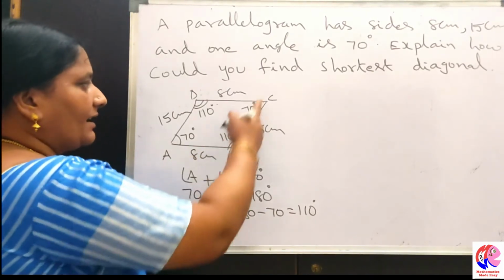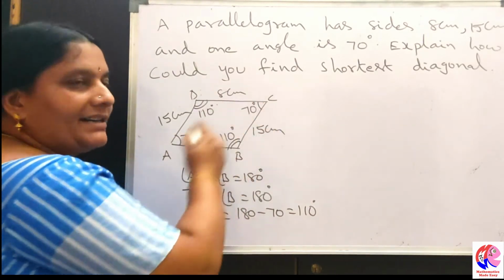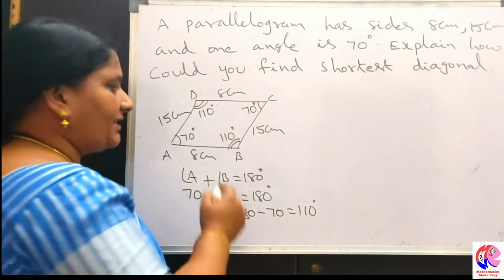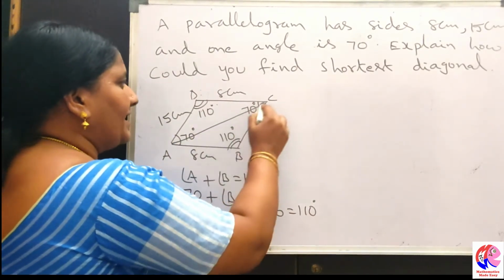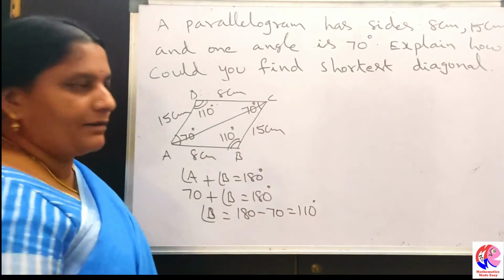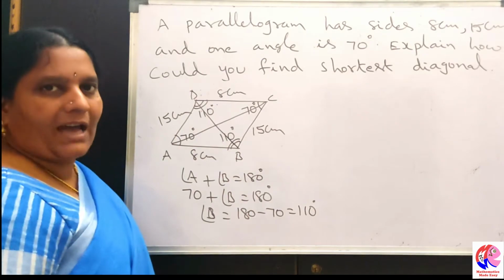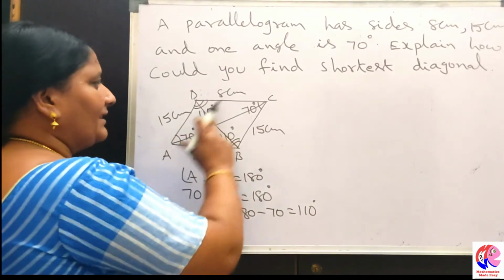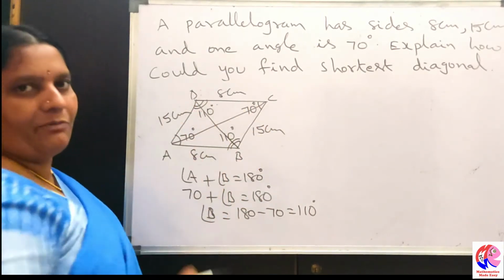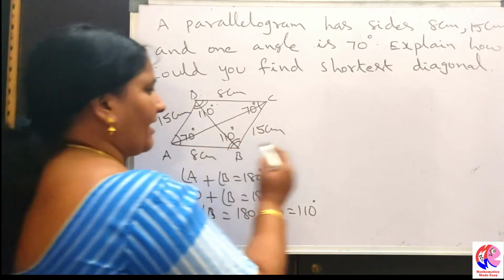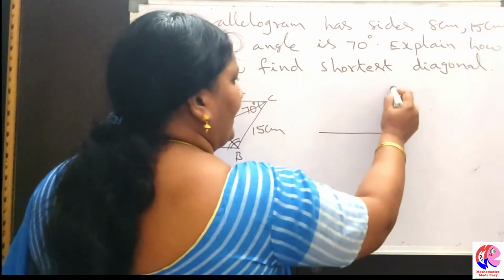So, in this parallelogram ABCD, A and C are called non-consecutive vertices. So, join AC, which is a diagonal of the parallelogram. Similarly, BD is also one of the diagonals of a parallelogram. Let us find the length of AC and the length of BD. Now, take the triangle ABC here separately.